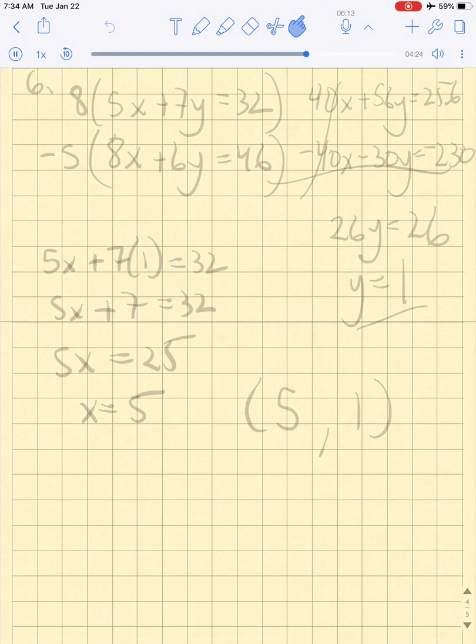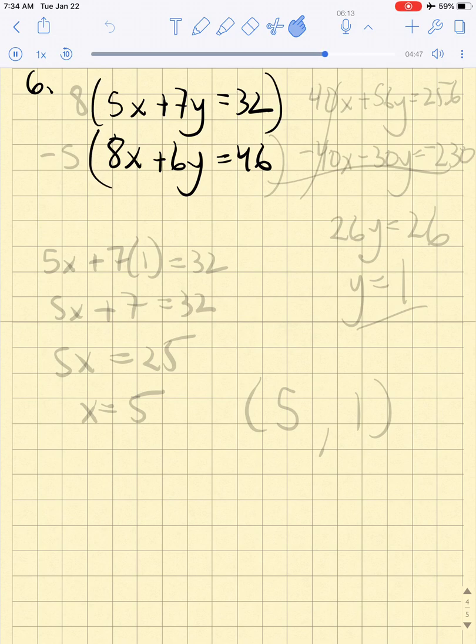For number 6, similar again, we are given 5x plus 7y equals 32, and then 8x plus 6y equals 46. Now we have to multiply both equations by constants to eliminate. We need to use elimination here. So I'm going to multiply the first equation by positive 8, and then the second equation by negative 5.